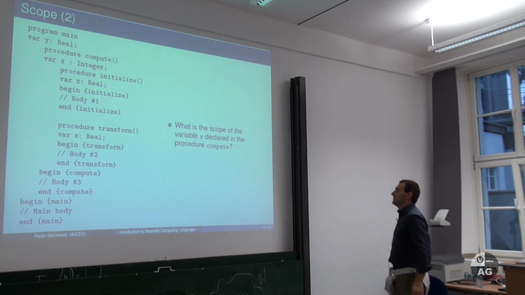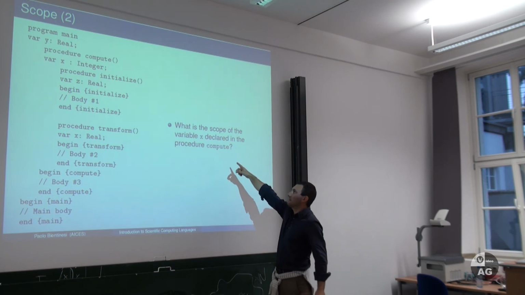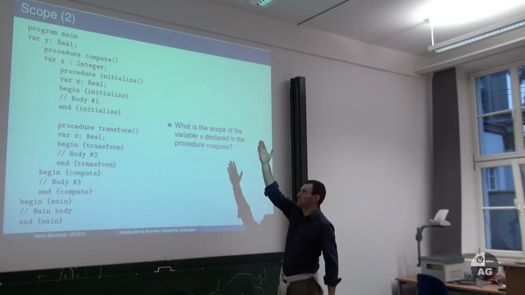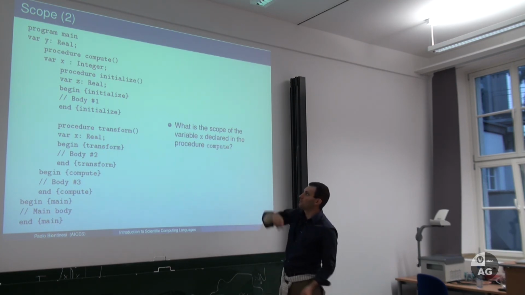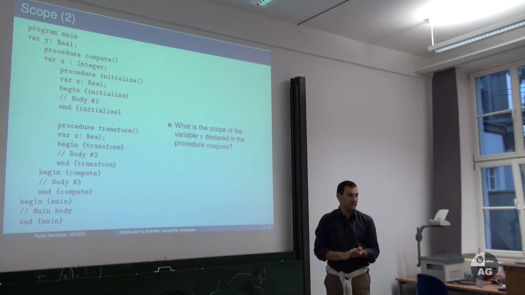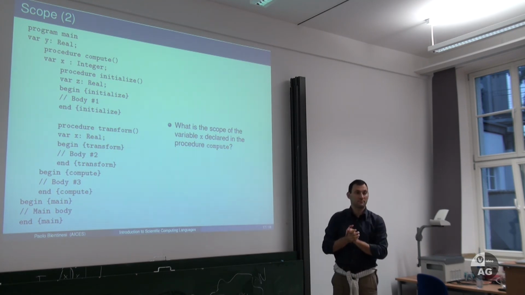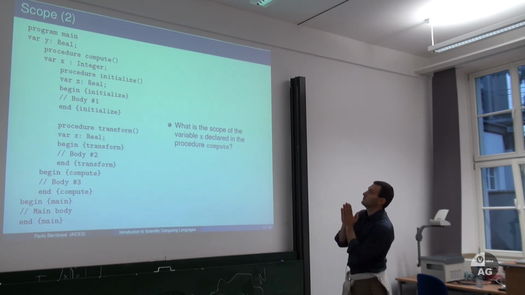So, what is the scope of the variable x declared as part of the procedure compute? Otherwise, I'm asking where can I use x? Yeah, everywhere besides the procedure transform. So everywhere inside of the transform. So, in terms of bodies, you are saying Body 1 and 3.